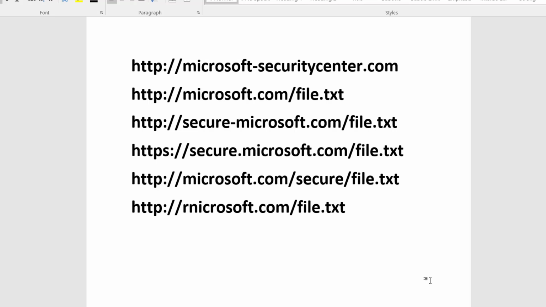This is an example of the various techniques hackers will use to disguise URLs that are not legitimate as those that are. It's important to keep these in mind and to realize that this process can be error prone.